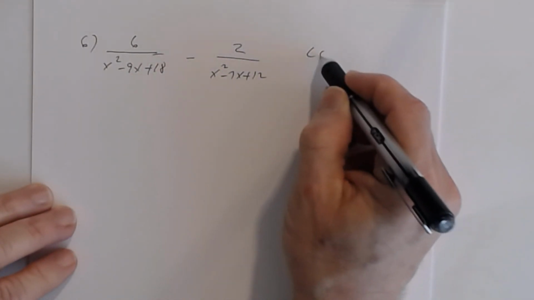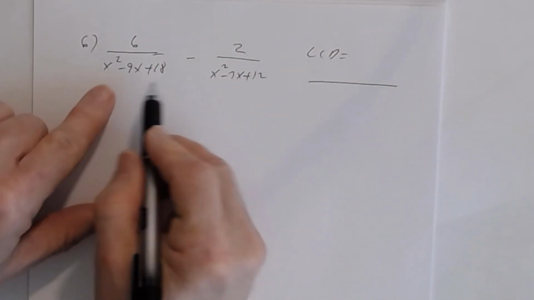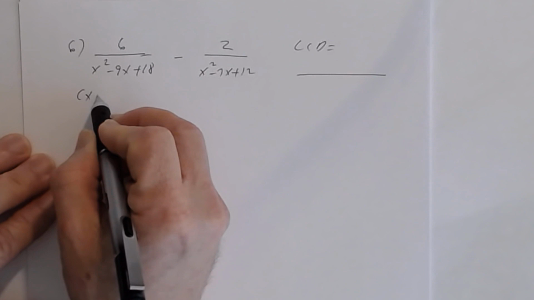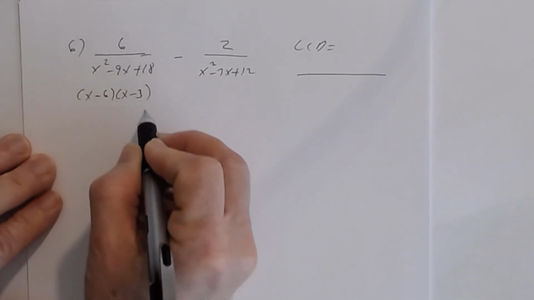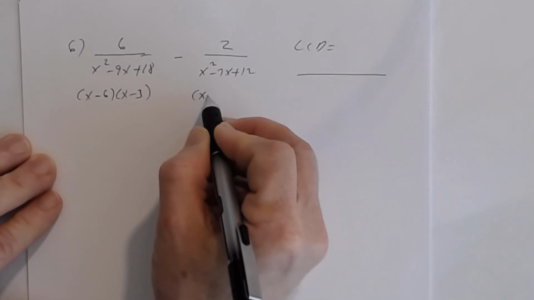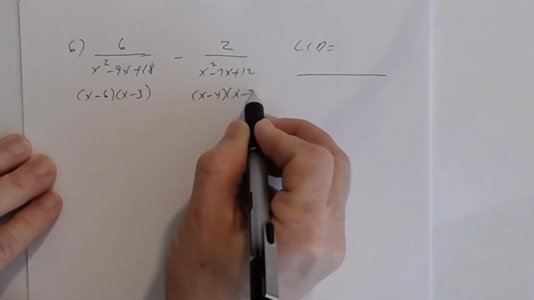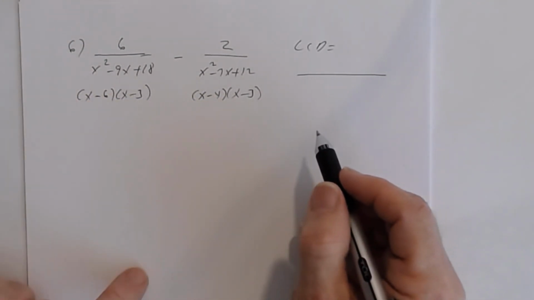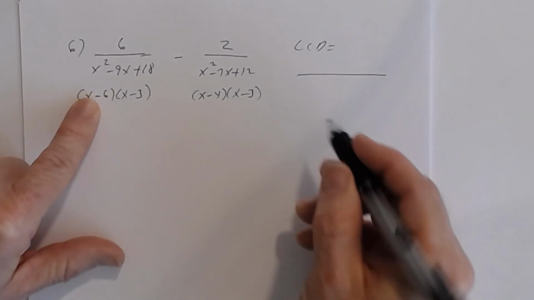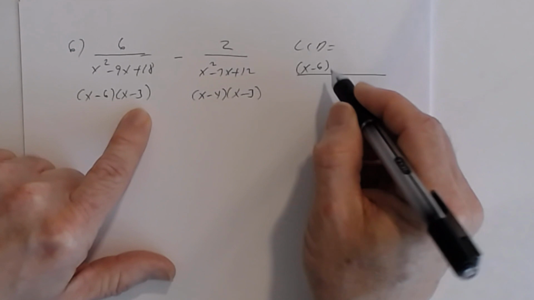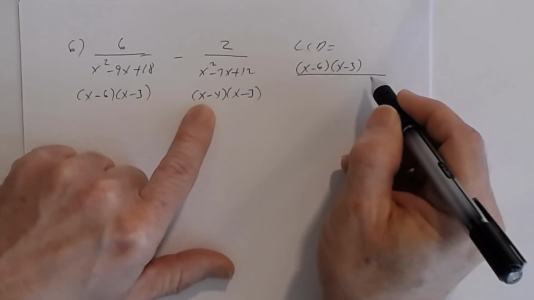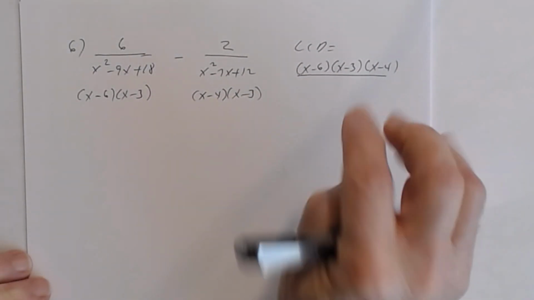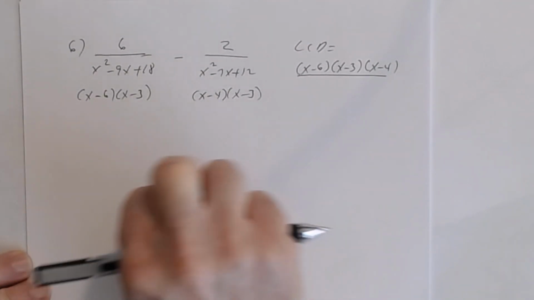And to get the same denominator, that's your LCD. So you've got to factor first. So when I factor this denominator, I get x minus 6, x minus 3. Over here, that's going to be x minus 4, x minus 3. And now your least common denominator is going to involve every unique factor that you see in all of these denominators. I see an x minus 6, I have to use it. Times, I see an x minus 3, I have to use it. I see an x minus 4, I have to use it. I see an x minus 3, I already have it. So your least common denominator is those 3 different factors multiplied together.